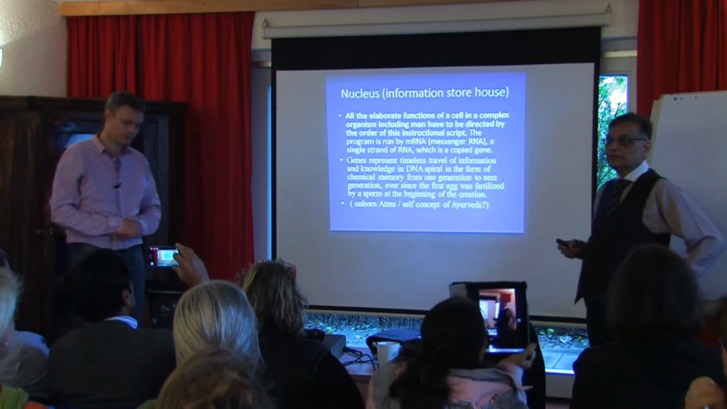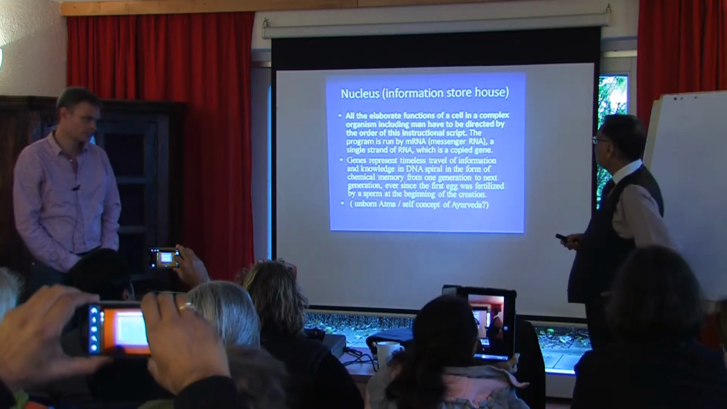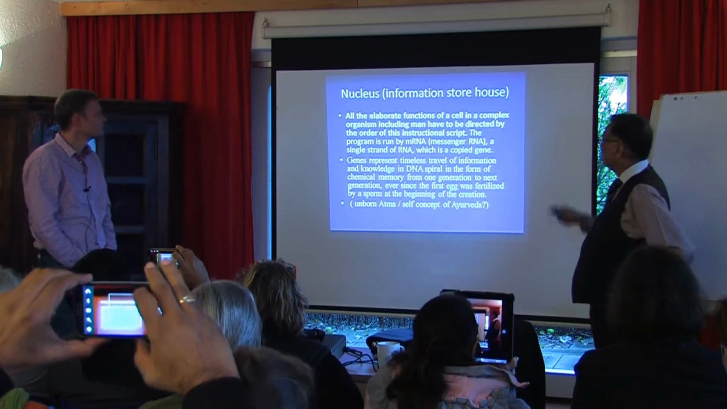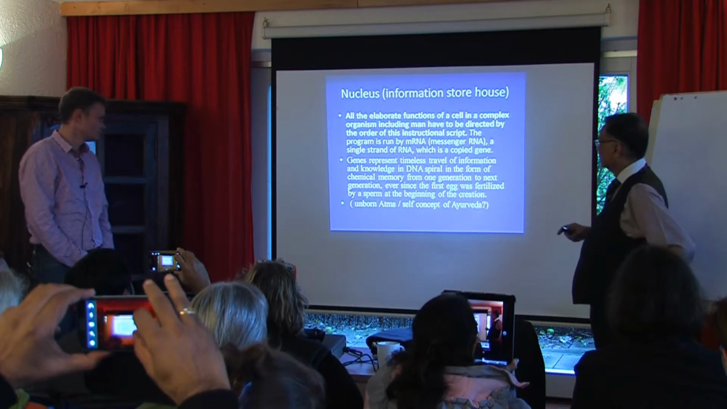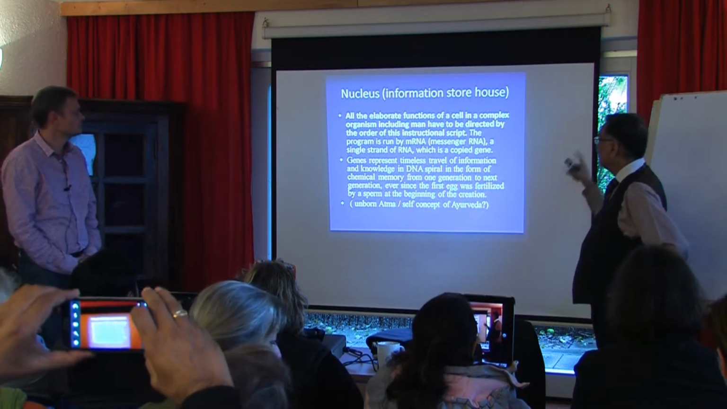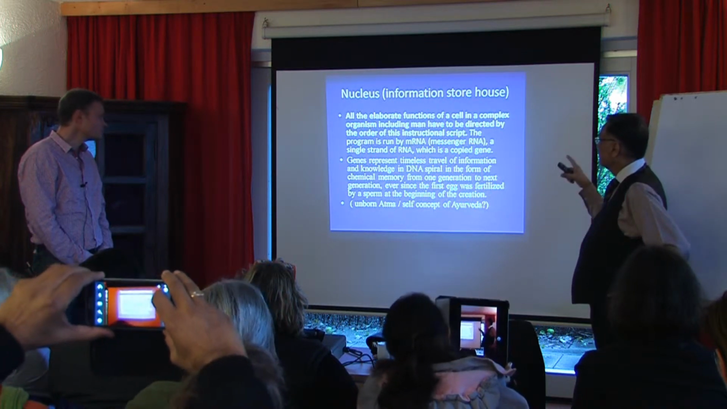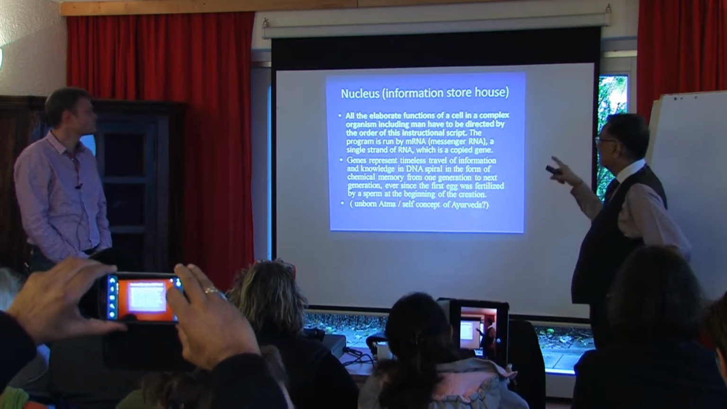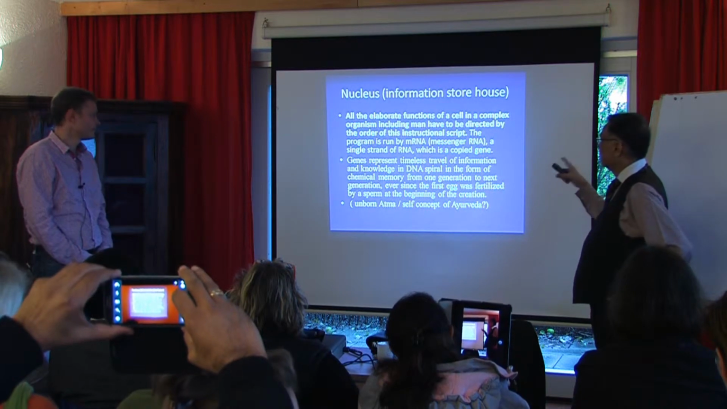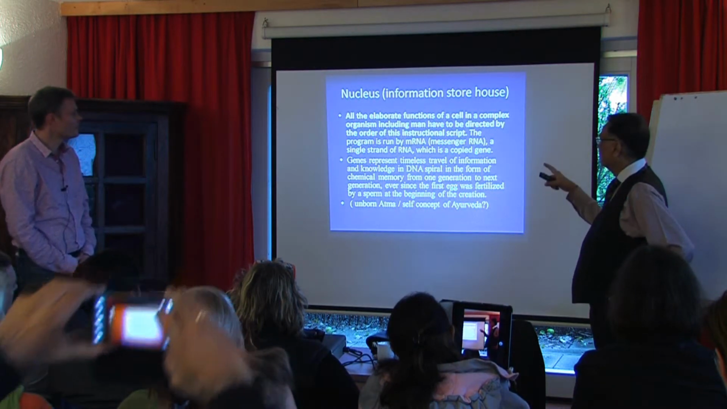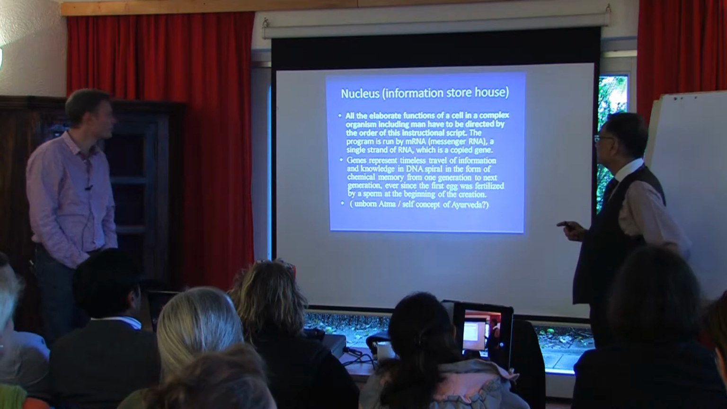What is the nucleus of a cell? It is an information storehouse. All the elaborate functions of a cell in a complex organism, including a man, have to be directed by the order of this instructional script. The program is run by messenger RNA, mRNA, a single strand of RNA, which is a copied gene.